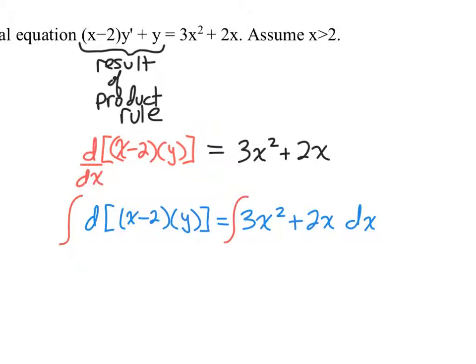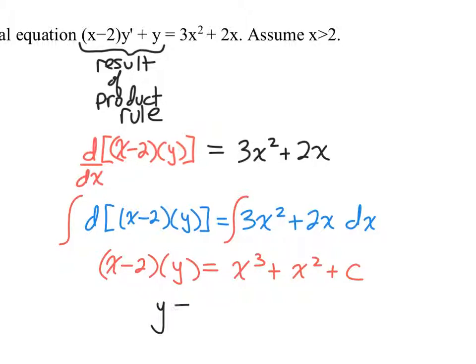I'm integrating a derivative. What happens? Inverse operations, exactly. So I'm just left with an x minus 2 times y. On the right-hand side, it's x cubed plus x squared plus c. And so I would get my final answer, if I'm looking to solve for y in terms of x, as x cubed plus x squared plus c all over x minus 2.